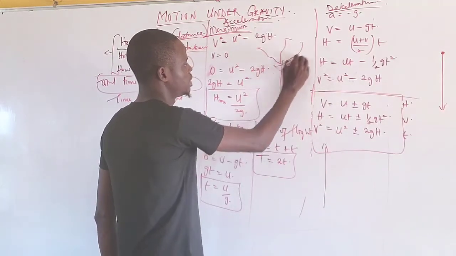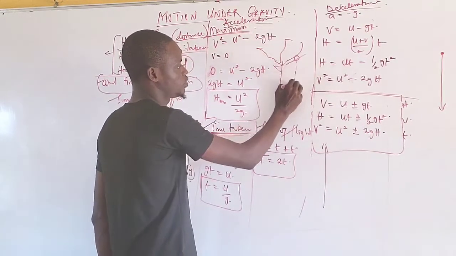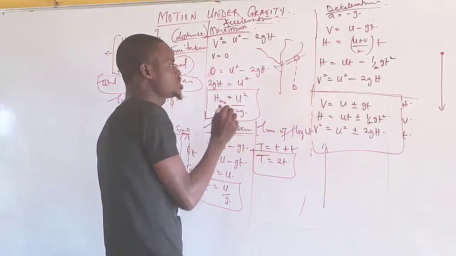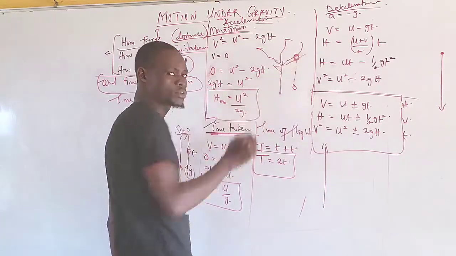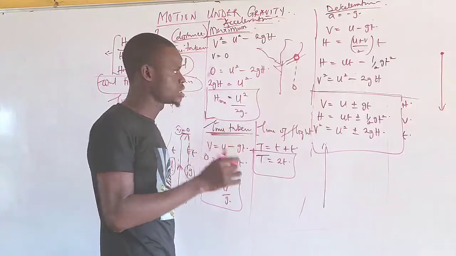Are you getting something now? A fruit is now falling downward from the top of the tree like this. Initially, when the fruit is on top of the tree, the fruit is at rest.